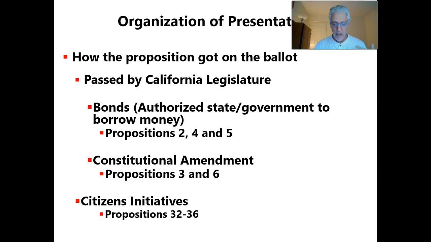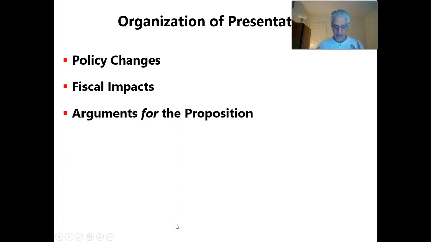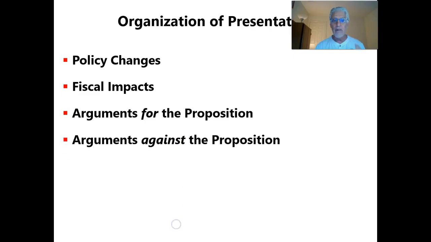After we go ahead and talk about that, we'll talk about the policy changes. What would change in California if the proposition passed? What impact would it have on our lives? Next, we explain the fiscal impact of the proposition. And depending on what the proposition is, we'll cover both the fiscal impact at the local level and also at the state level. Next, we'll present the arguments for and the arguments against the proposition.